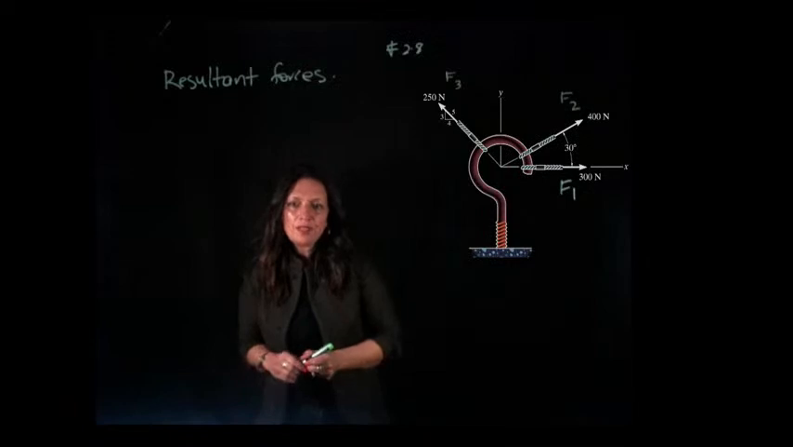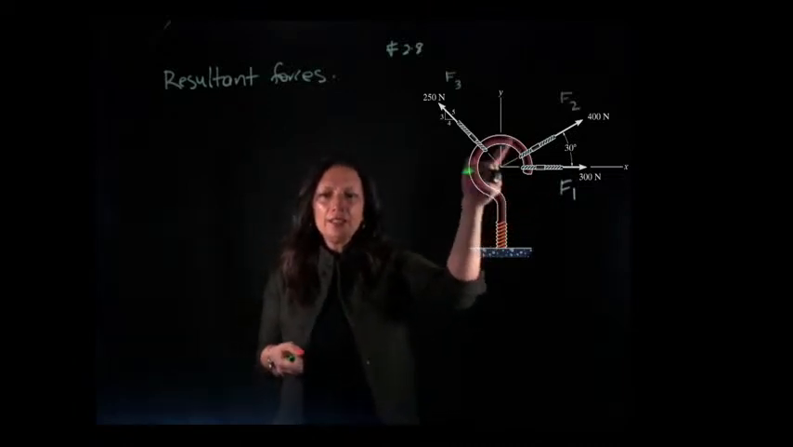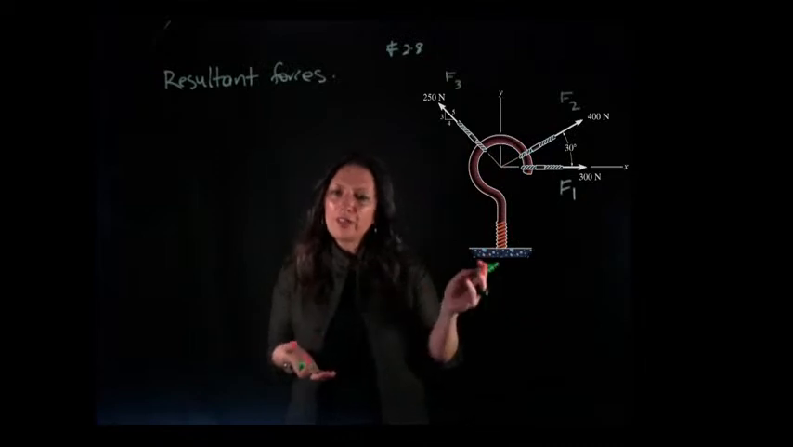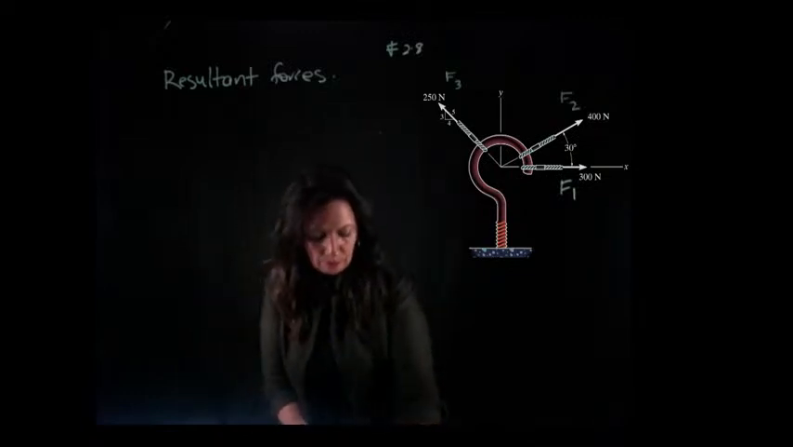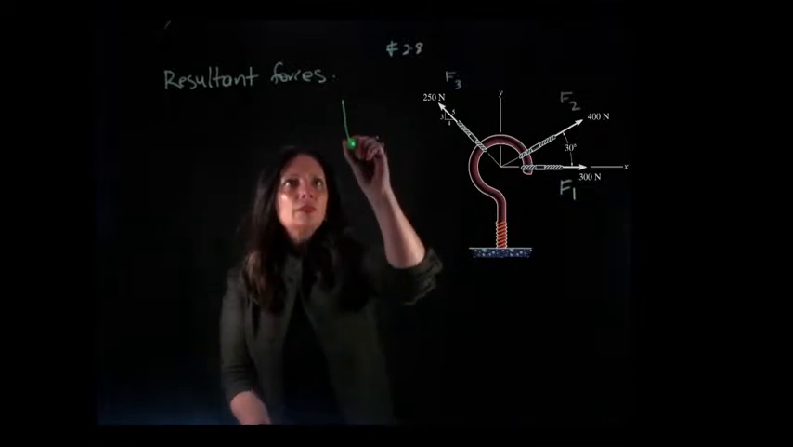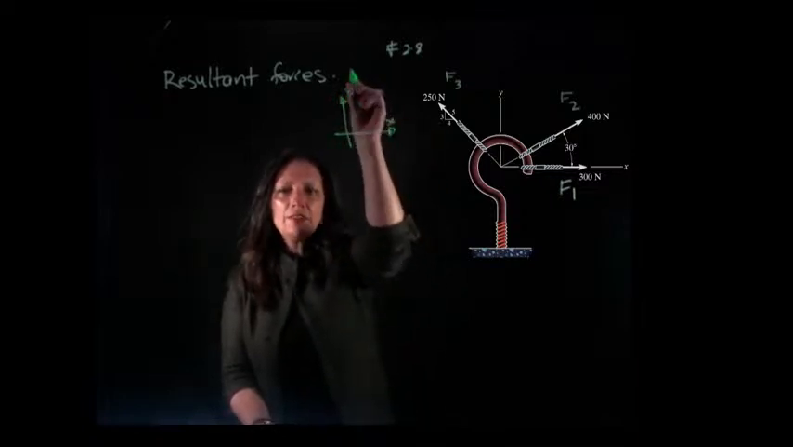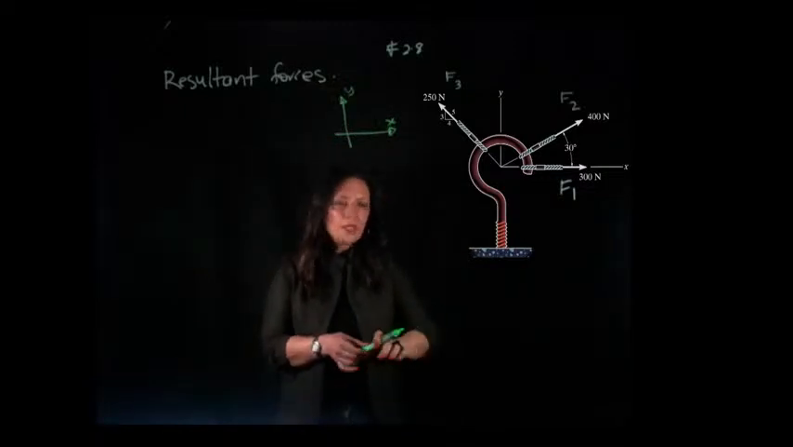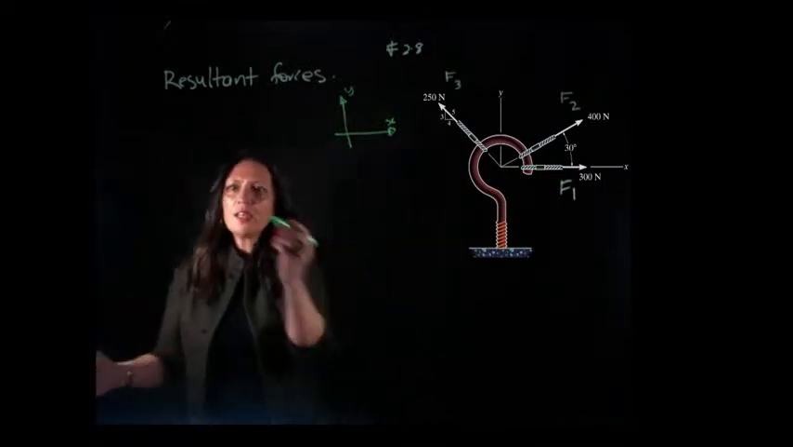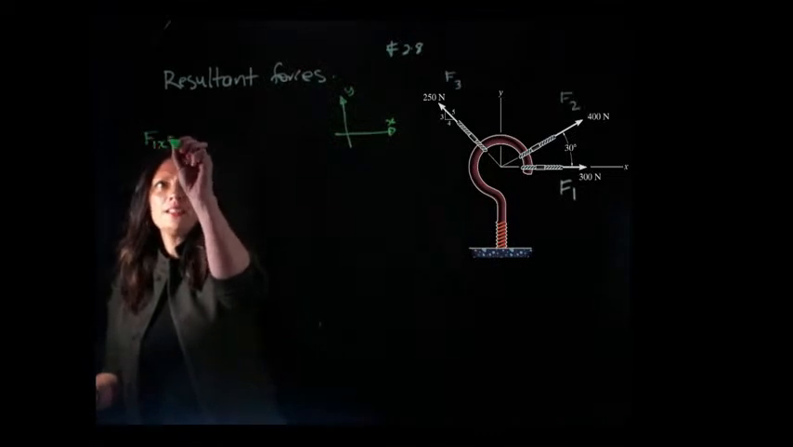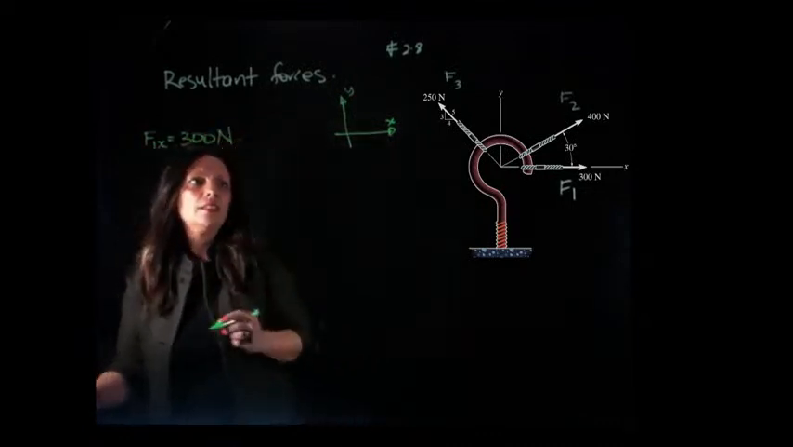Force is a vector, right? So force has magnitude and direction. That means I need to find the x and the y component for each force and then add them up. If I put a little axis here, x and y, everything on this side of x is positive and everything on this side of y is positive. F1 only has an x component, so F1x is equal to 300 newtons.